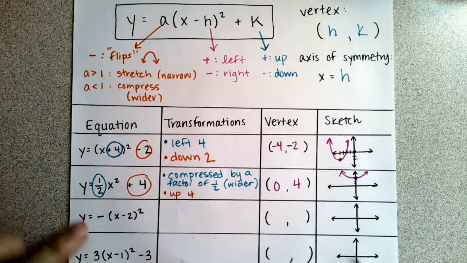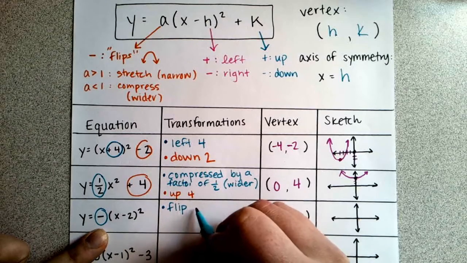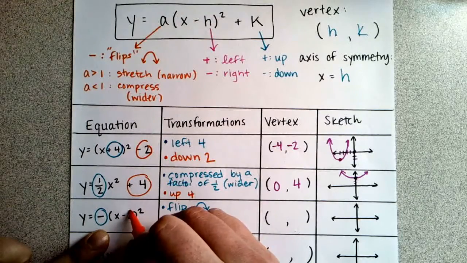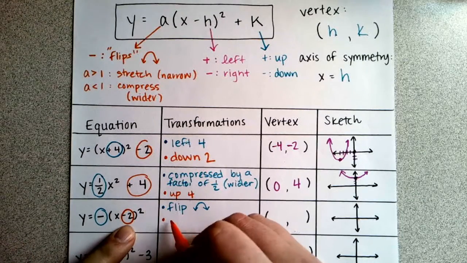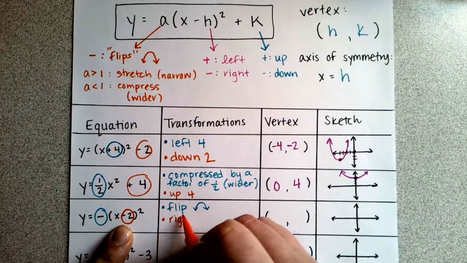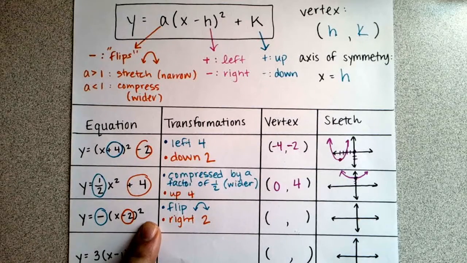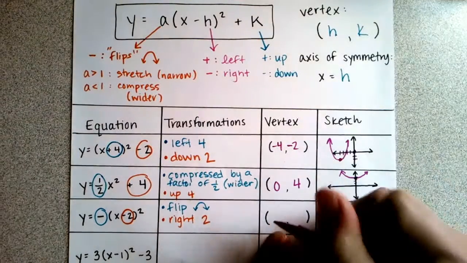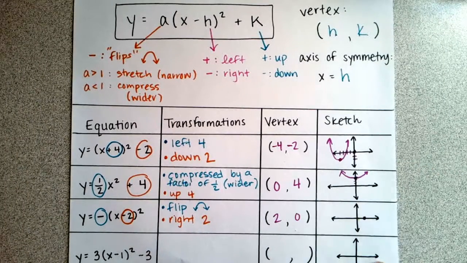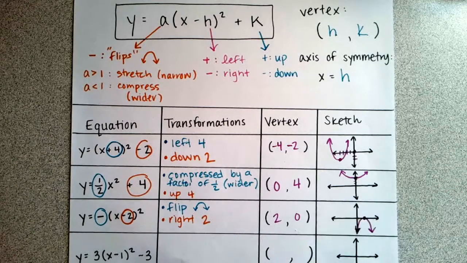All right, in this next one, we have a negative a value, so that means we have a flip, meaning our parabola should open downwards. And this -2 with the x tells us we need to move the opposite direction of the sign, so we need to move right 2. There's nothing added at the end, so we don't move up or down. This means our vertex is 2, 0, so something like that. And then the negative told us that we need to open downwards.